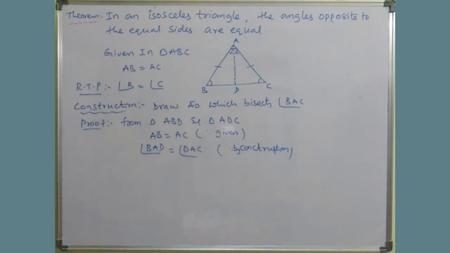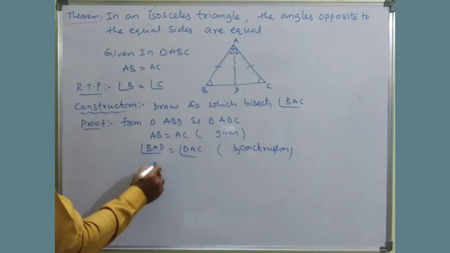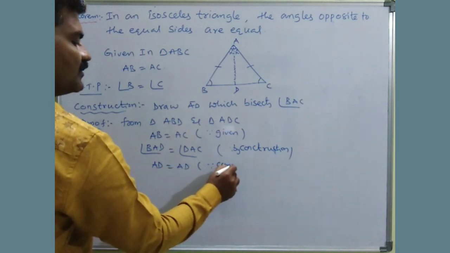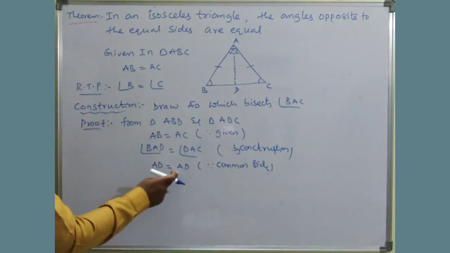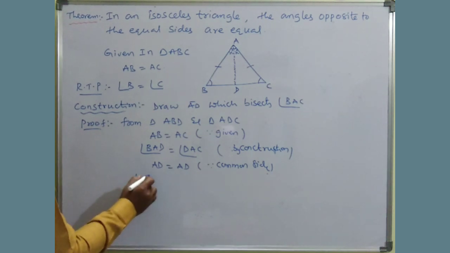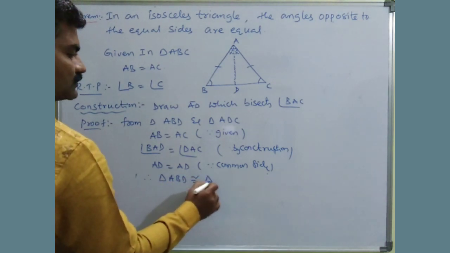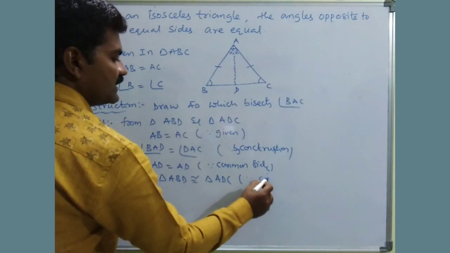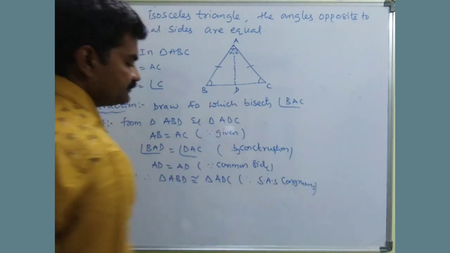Right, this is not sufficient. Still one more angle or one more side. I think AD is common side, no? Here AD is a common side, and side and angle. So I can say that therefore triangle ABD is congruent to triangle ADC because of SAS congruency axiom.